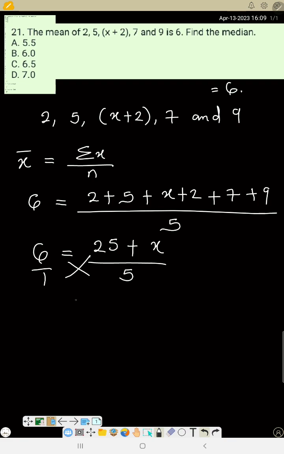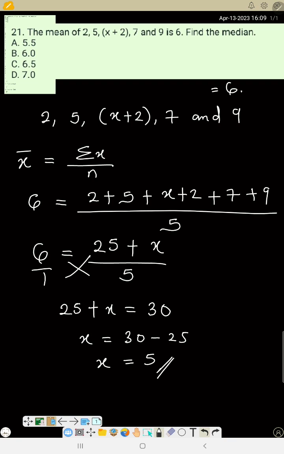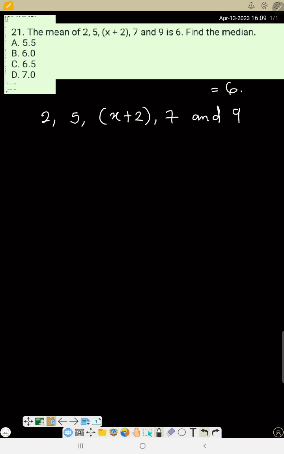So cross multiply. 25 plus x is equal to 30. That is 6 times 5, 30. So x is equal to 30 minus 25. x is equal to 5. So now that you know x, you can actually find all the numbers. So we know x. So this will become 2, 5. So x is 5. So 5 plus 2, 7.